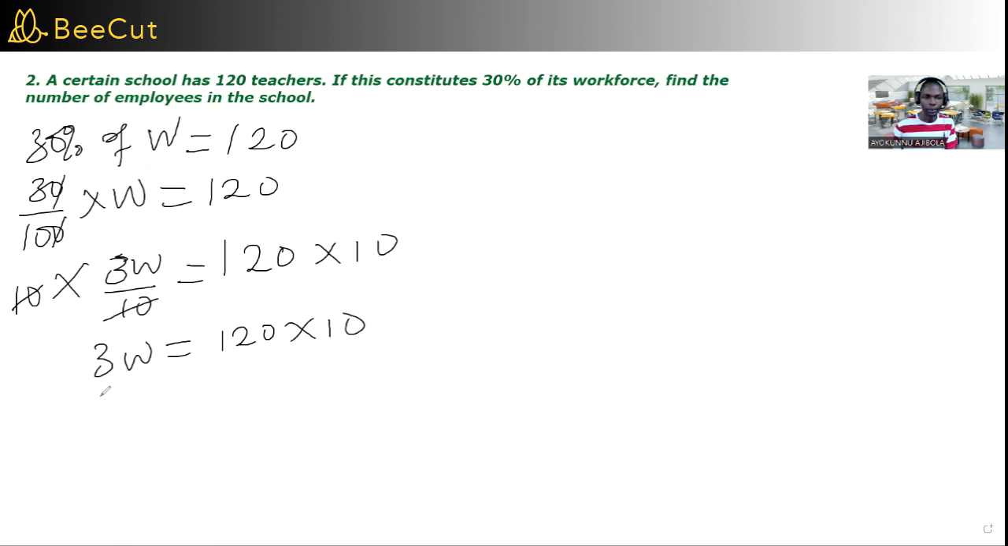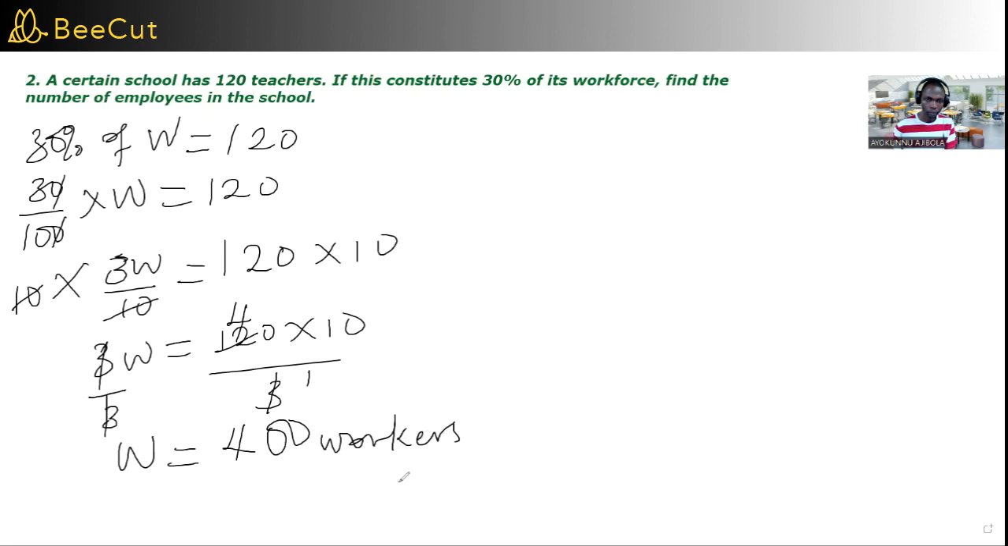Then I divide both sides by 3. 3 cancels 3. Then I have the workforce known here. So 3 into 12 is 4. That is 40 times 10. And that means we have 400 employees in the school.